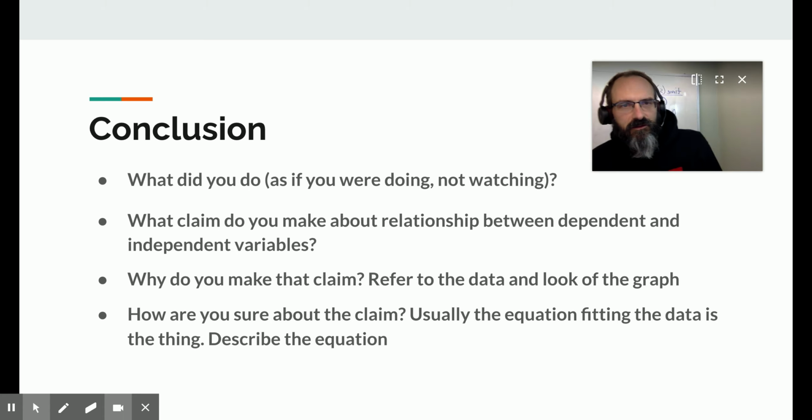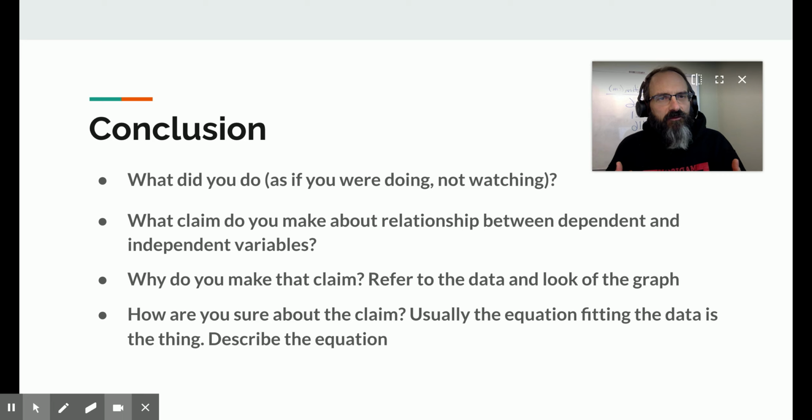That would be the way you're going to connect your evidence to your reasoning. So the evidence is the data, but the data by itself is not good enough. We need an equation. We should find an equation. That equation then connects as a proportional relationship. When you graph a proportion, you're going to get a straight line.